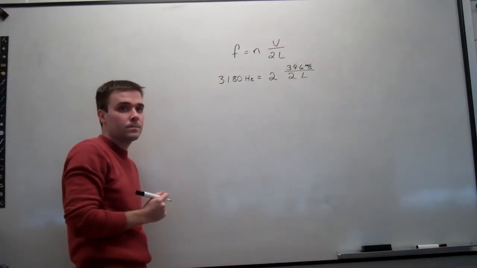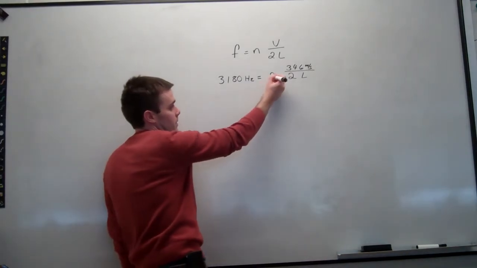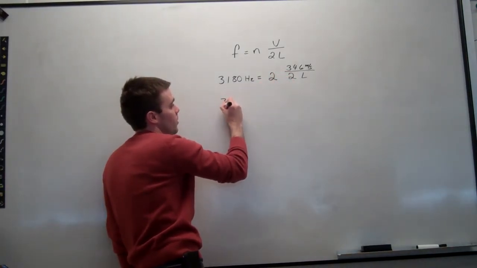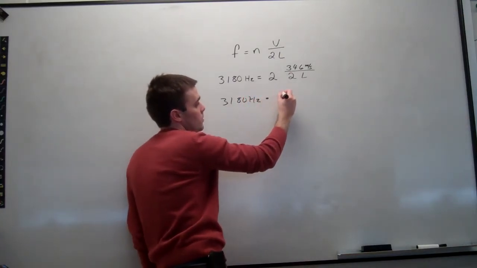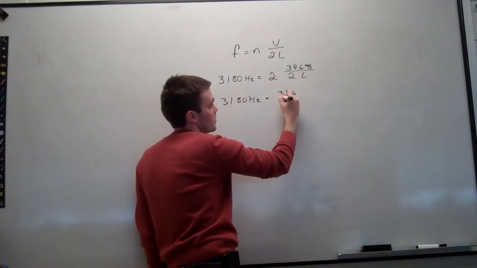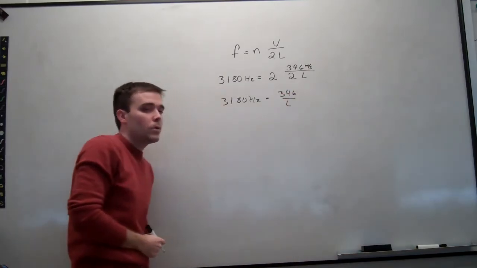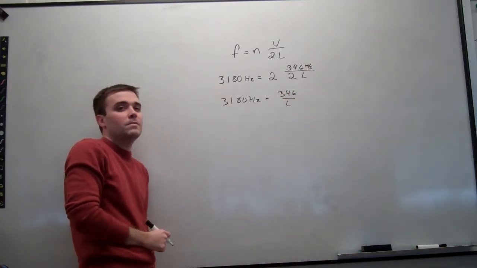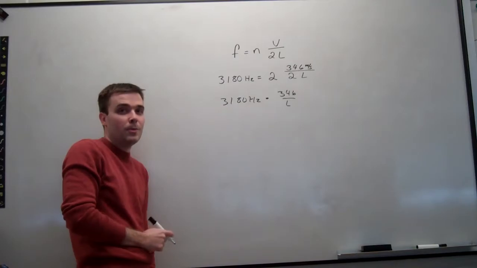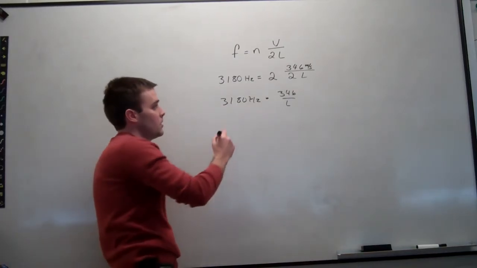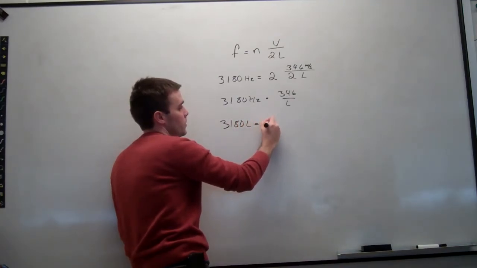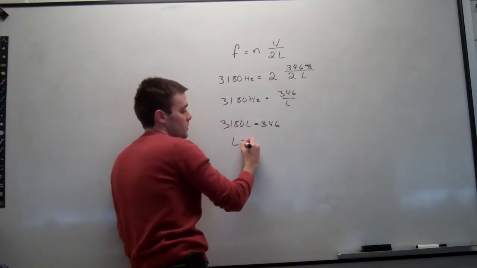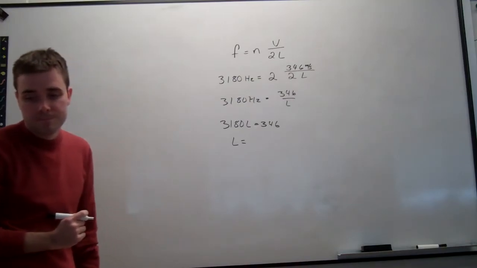You can cancel the 2's though, right? You can cancel the 2's because it's 2 over 2. So we get 3,180 hertz equals 346 over L. What do we do with that L? We've got to multiply both sides by L, right? Yeah. So we get 3180 L equals 346. So what does L end up equaling? 0.1.